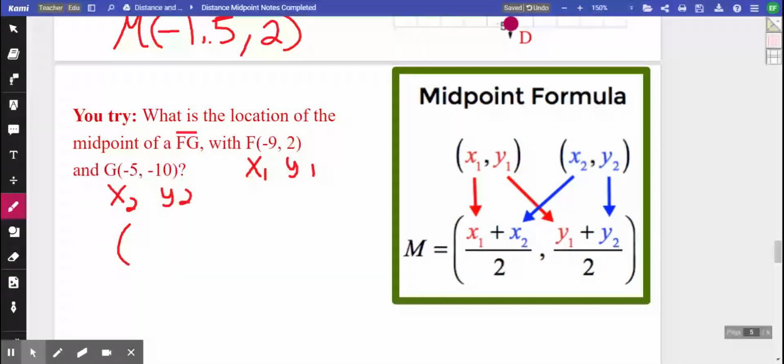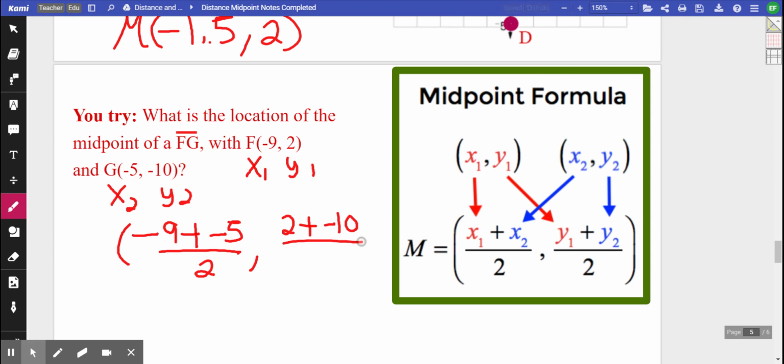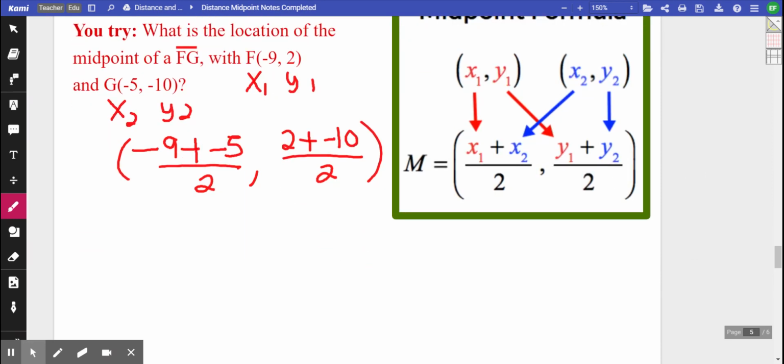So we have to add up our x's: -9 plus -5, and divide that by 2. Then add up our y's: 2 plus -10, and divide that by 2. When we simplify, -9 plus -5 is going to give us -14, and 2 plus -10 will be -8.